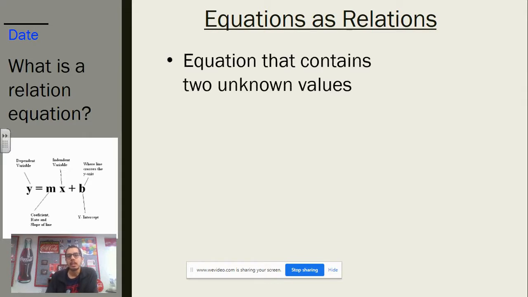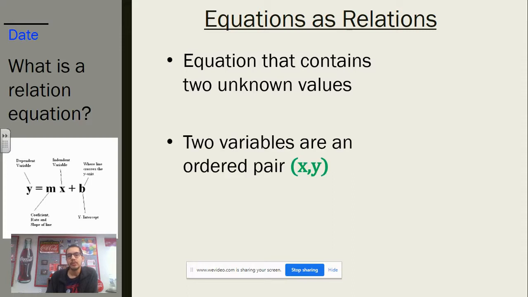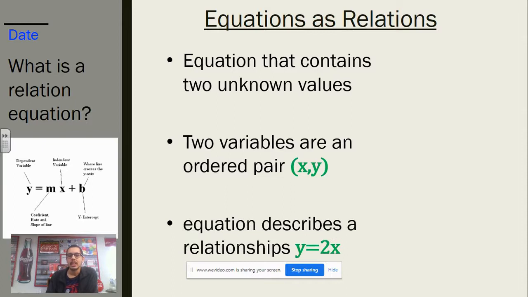What is a relation equation? Well, a relation equation is any equation that contains two unknown values. And those two variables are going to be representing an ordered pair, which are x and y. The equation describes a relationship, such as y equals 2x. In algebra, we're going to be looking at three different types of relationships. We're going to be talking about linear relationships. This is y equals x, where the exponent above the x is just a 1, so it's not shown there.